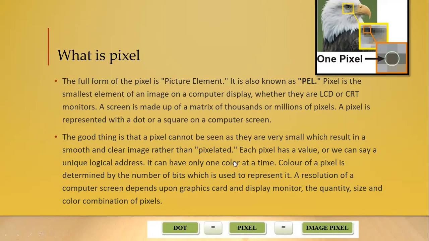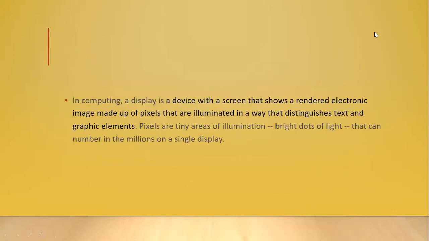It is pixelated, and each pixel has a unique logical address, and it can have one color at a time, and the color is determined by the number of bits used to represent it. Now you can see this is a picture which is made up of a number of pixels. If you take an image, it is made up of many pixels, this we have studied.